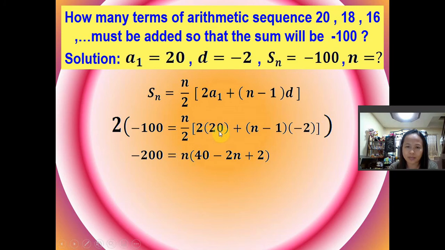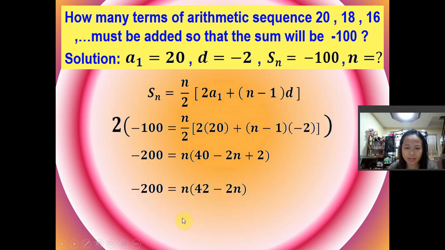And then this 2 times 20 is equal to 40. And this one here, using the distributive property, we have negative 2 times n, it's negative 2n. Negative 1 times negative 2 is positive 2. After that, we are going to simplify 40 plus 2. So we have 42 minus 2n.